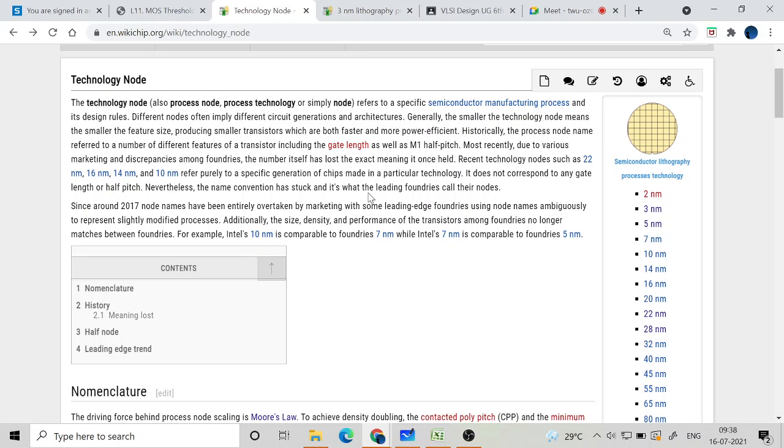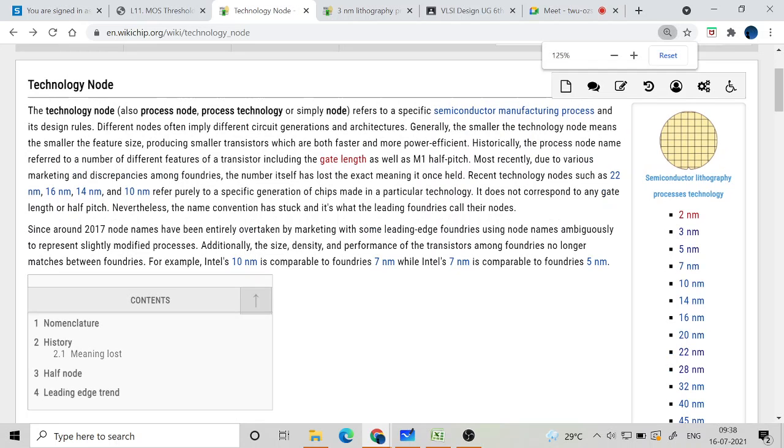Let me just maximize a little more. Hope you can see this. It refers to the specific semiconductor manufacturing process and its design rule. So whatever process you are going to use in manufacturing is going to be decided by the smallest feature size that you require. And the features are going to be transferred into the chip through a process called lithography. So the most critical process is lithography.